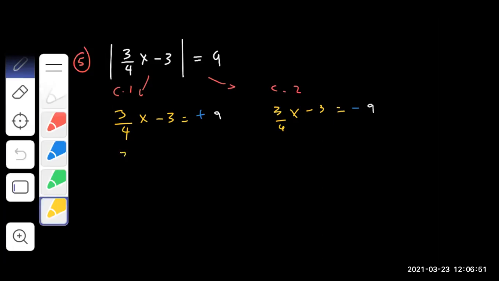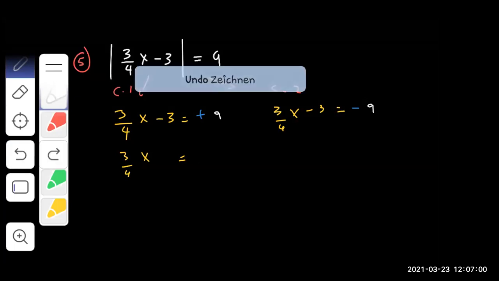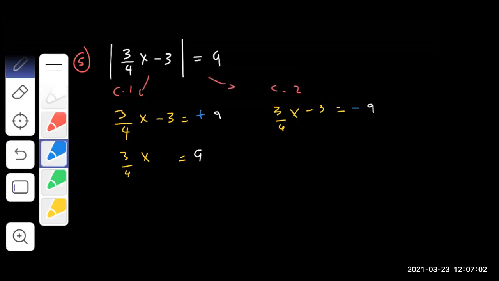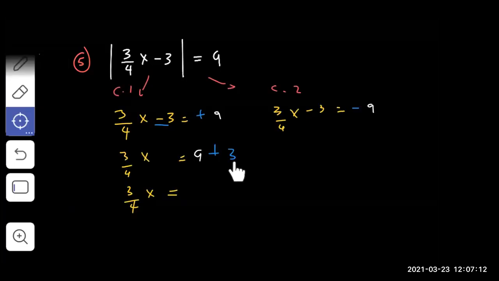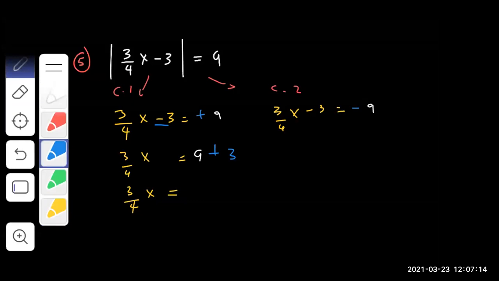Then let x alone, guys. 3/4 of x. The minus 3, if I move this minus 3 to the other side, would be positive 3, guys. Okay, 3/4 of x equals, let's solve this. 9 plus 3. I think it is 12. 12, right? And then, guys, we need to let x alone, completely alone.